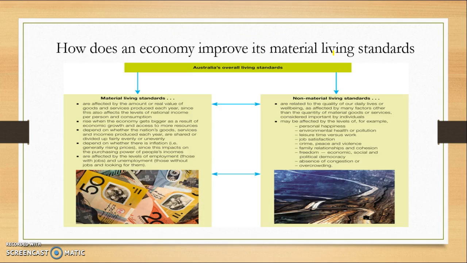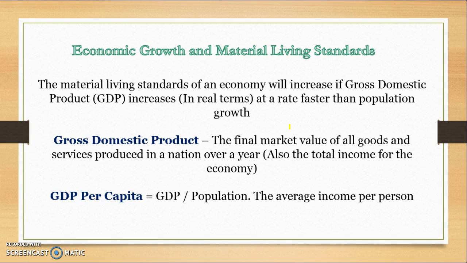An economy can improve its living standards either by improving material living standards by increasing the amount of national income, or by improving non-material living standards by improving some of these other factors like happiness, environmental health or pollution, etc. The material living standards of an economy will increase if gross domestic product increases at a faster rate than population growth. So if GDP increases faster than the population grows, then a country's material living standards will increase.